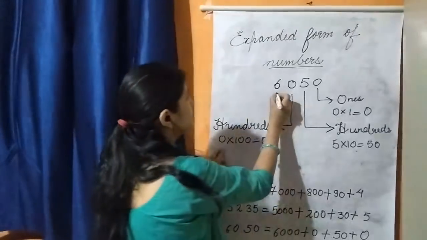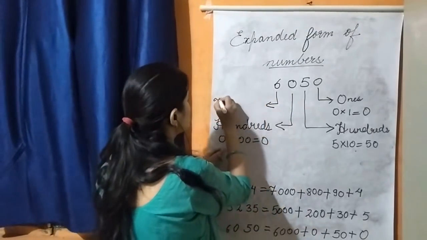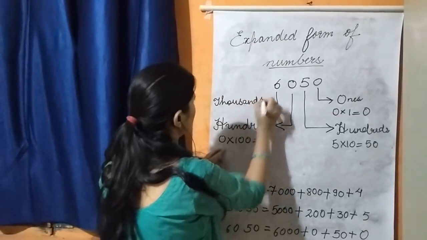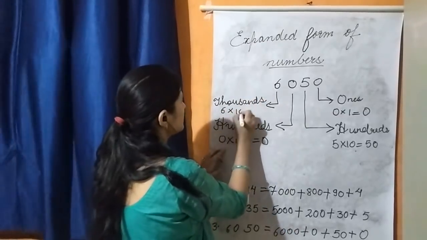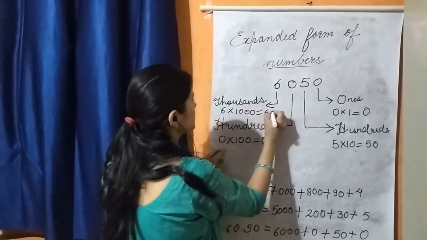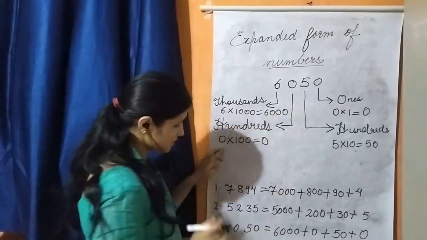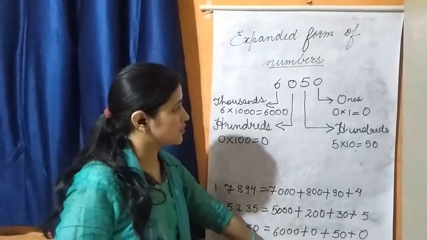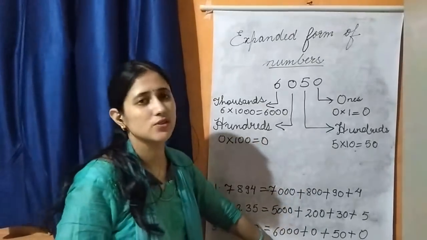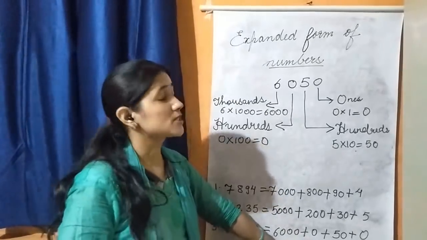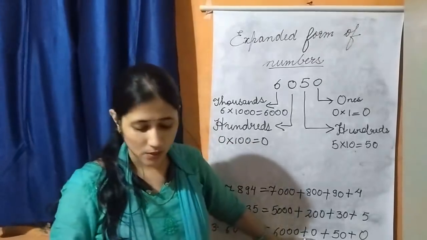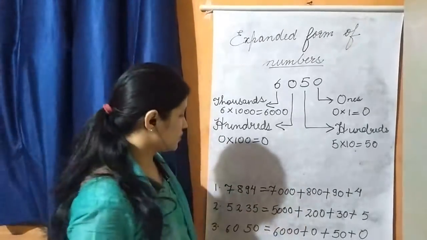Now the place value of 6 is thousands. That is 6 multiplied by 1000 is equal to 6000. Here I have written 6000. Children, I think you must have understood the concept of the expanded form of numbers. Now I think we should proceed.